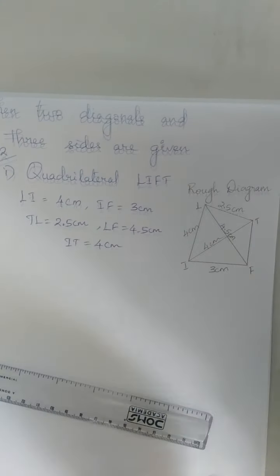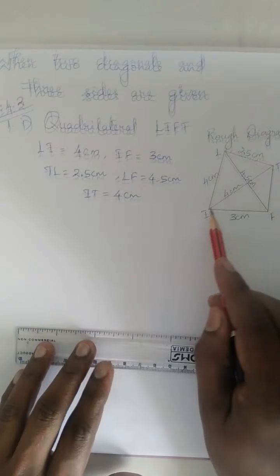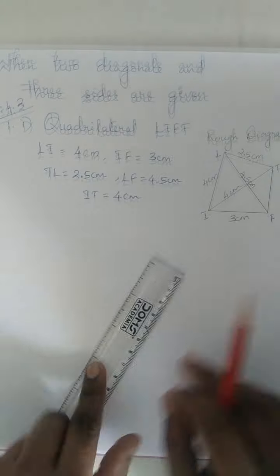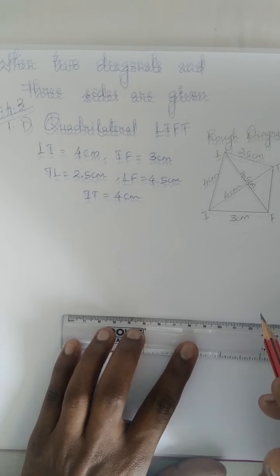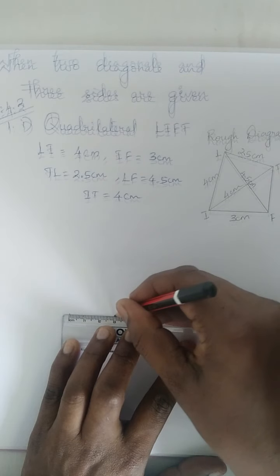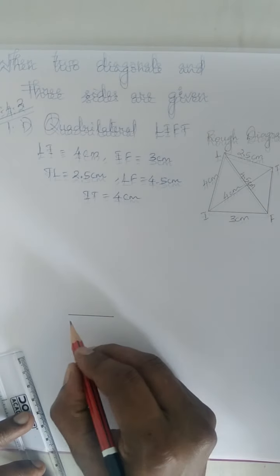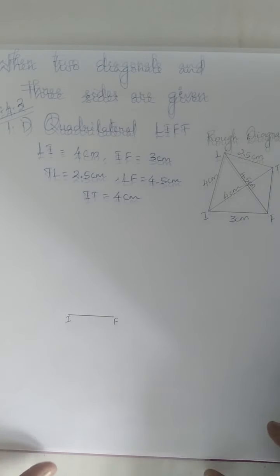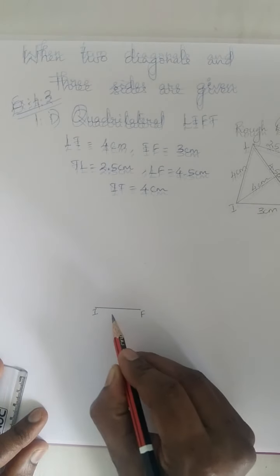Okay. So to draw the triangle LIF, let's start with the base. Let's draw the base IF, because now we are going to draw the triangle LIF. To do that, let's draw IF 3 centimeter. 0, then 3. Join these 2 points and name IF, because now we are going to construct triangle LIF only. So IF is 3 centimeter.